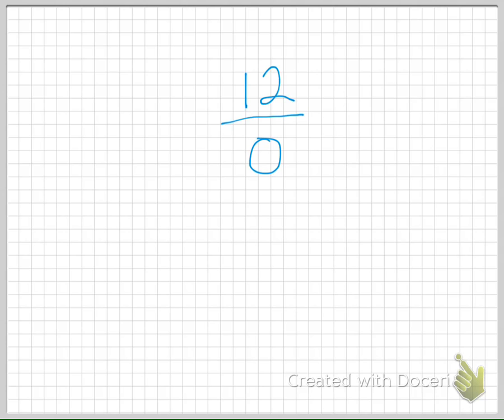That's why your calculator gives you an error message, because it doesn't make sense. You can't talk about dividing something by 0 because you can't split it up into group size 0. Group size 0 doesn't split it up at all, right? So anytime you have division by 0, that is undefined.